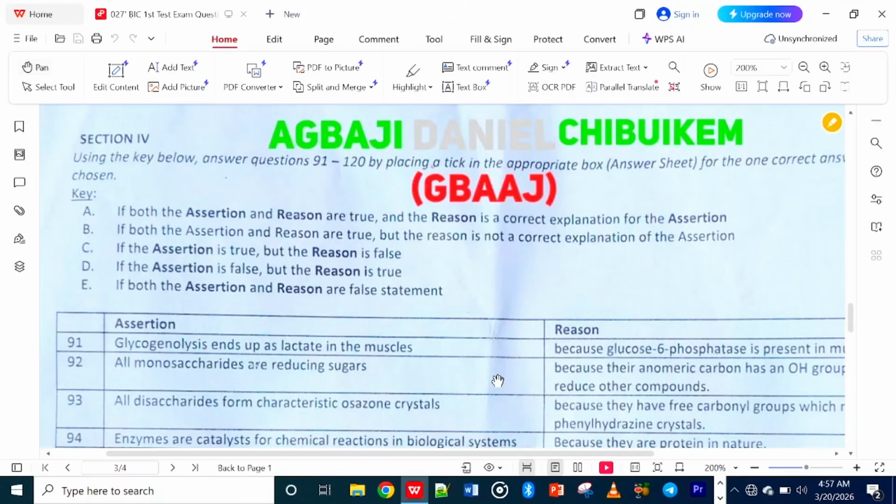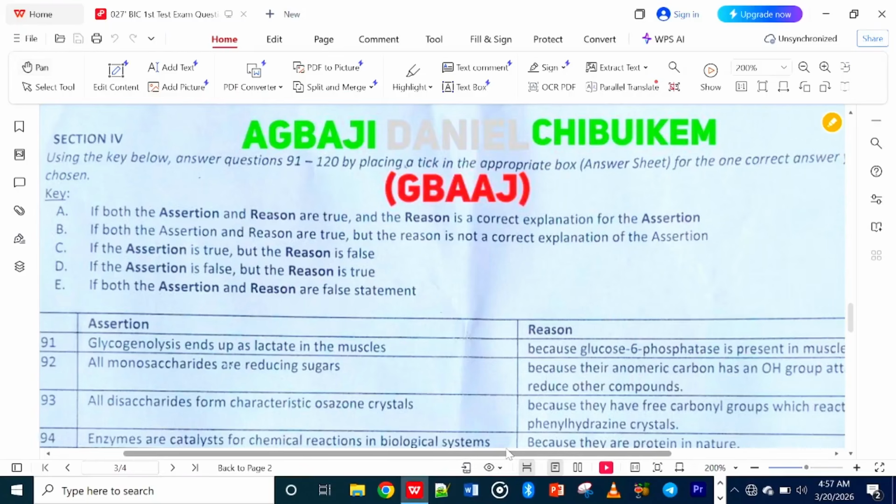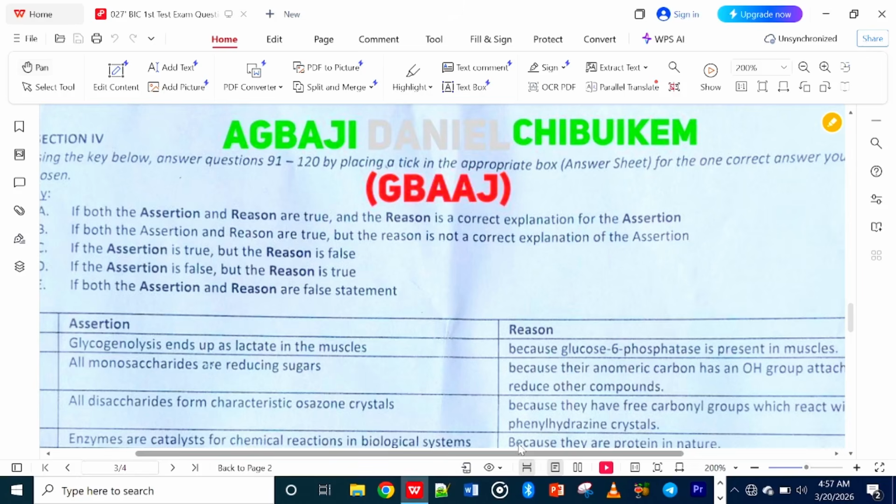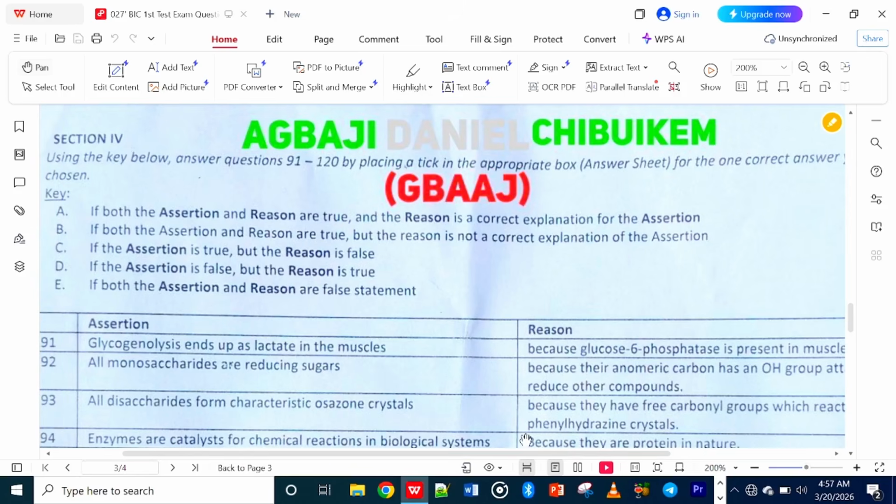So the last but not the least section in this paper is reason and assertion. This section is really, how will I put it? Jesus Christ. This section dealt with me. Oh God. This section dealt with me.